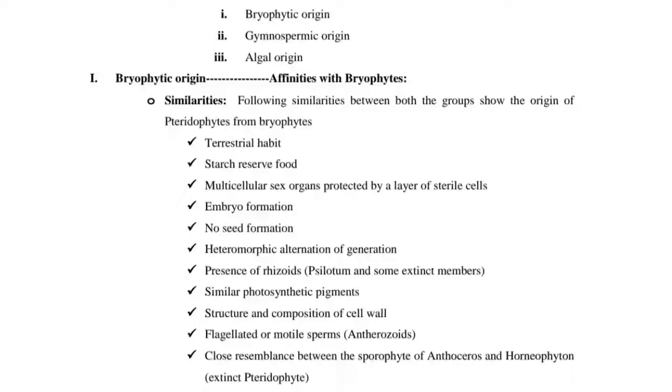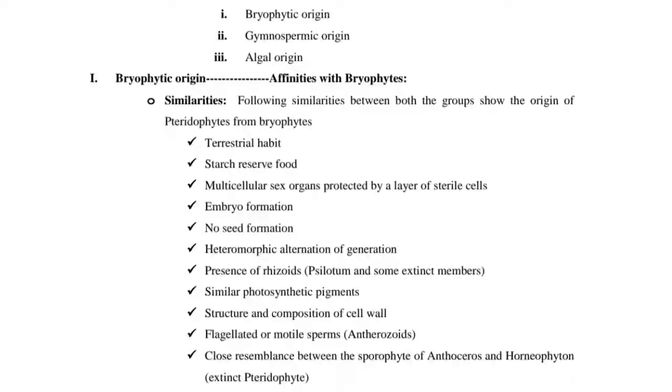Terrestrial habits. Starch as reserve food. Multicellular sex organs protected by a layer of sterile cells. Embryo formation. No seed formation. Heteromorphic alternation of generation. Presence of rhizoids in Psilotum and some extinct members. Similar photosynthetic pigment structure and composition of cell wall. Flagellated or motile sperms, antherozoids. Close resemblance between the sporophyte of Anthoceros and Horneophyton.